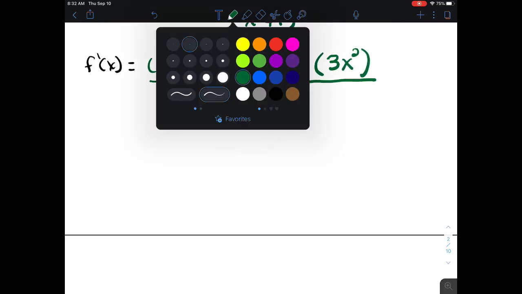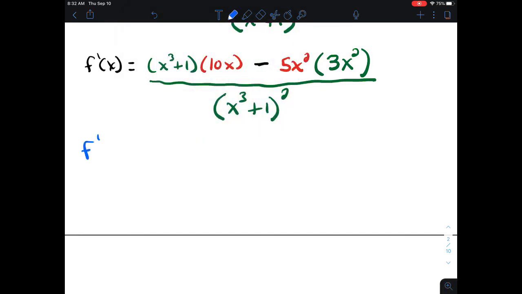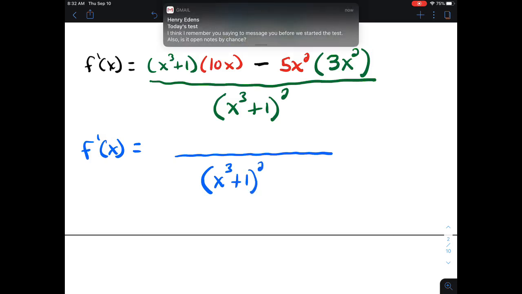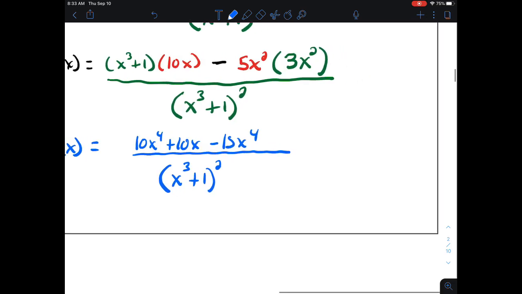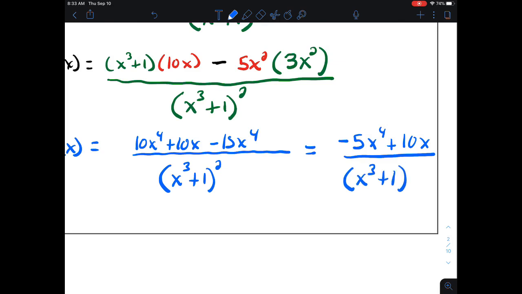And now we just simplify it to a point somewhat. And how far we go kind of depends on what our next move is. So my denominator is x to the third plus 1 to the second power. I'm not going to expand that. And we have 10x to the fourth plus 10x minus 15x to the fourth power. And I combine any like terms, and we get our derivative to be negative 5x to the fourth plus 10x all over x to the third plus 1 squared.